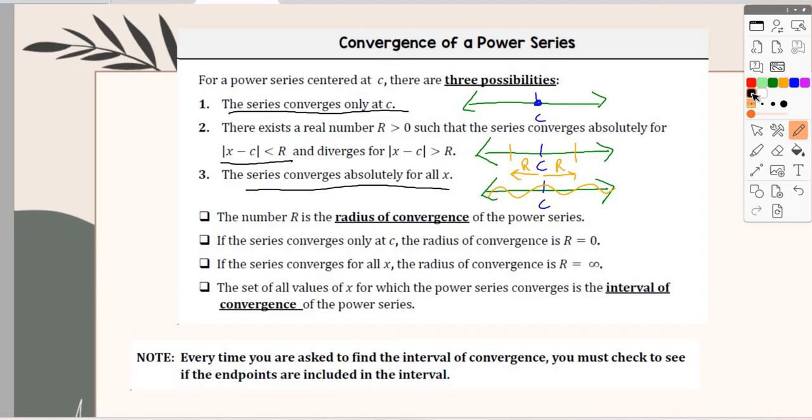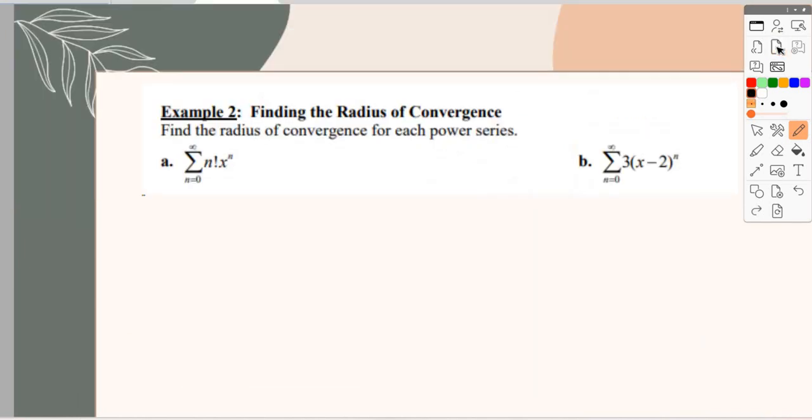Ready to look at an example of that? Okay, find the radius of convergence for each power series. My first one, I have n factorial times x to the n. So this time my a sub n is n factorial. Still just going to get numbers in front of that. And I am centered at 0 because I don't have an x minus anything. It's just x to the n power.